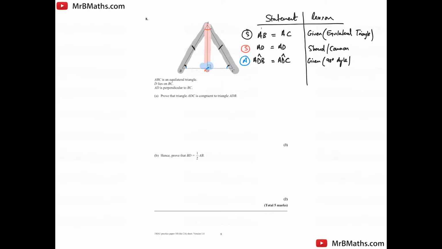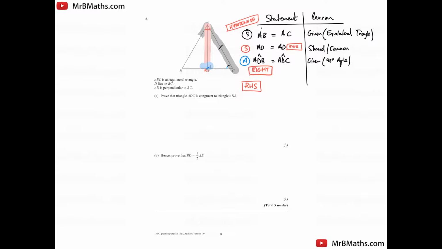Okay, now be very careful because this does look like ASS, which does not prove congruency. But if you have a look, we have the right angle, which is this one. We have AD equals AD, which is the side. And AB equals AC, they are in fact the hypotenuse. So for our congruency proof here, we actually have RHS.